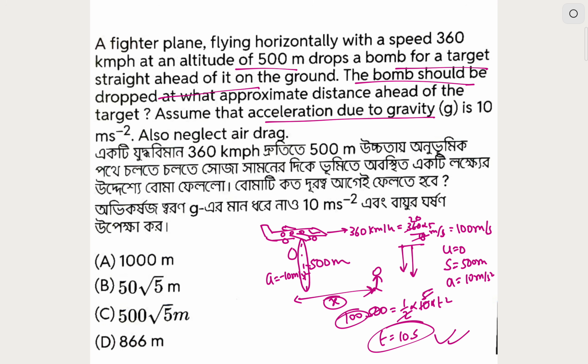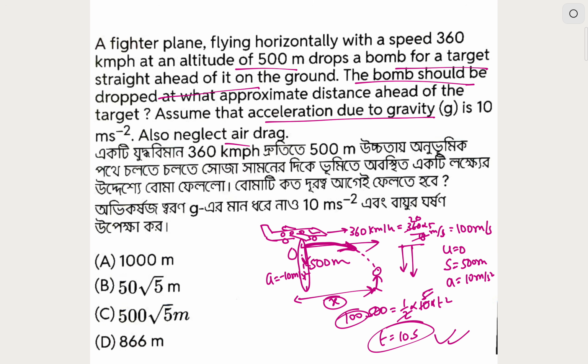When we release the bomb from the aeroplane, it will fly in this manner and drop on the target. You can see it has a horizontal component and a vertical component, but there is no other force that can affect its horizontal component. Here we have to neglect the air drag, so there is no horizontal force that can affect its horizontal motion, and gravity is affecting its vertical motion.